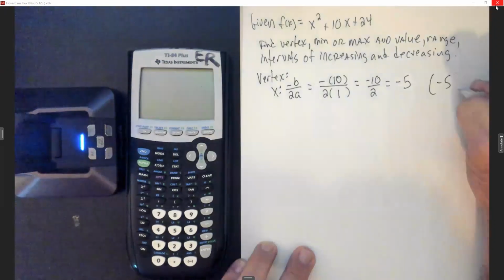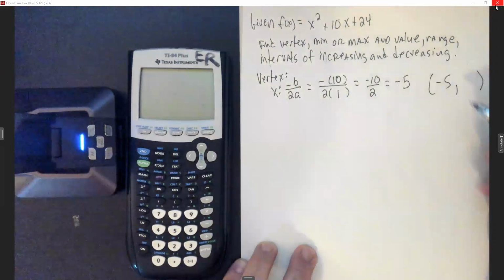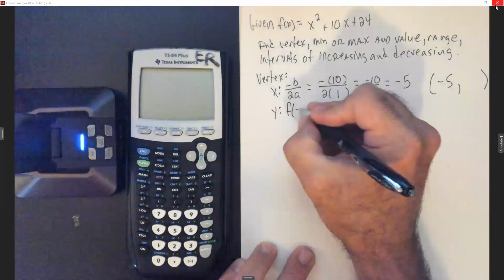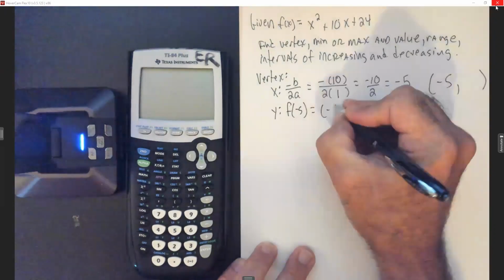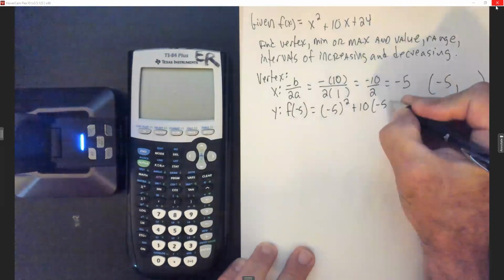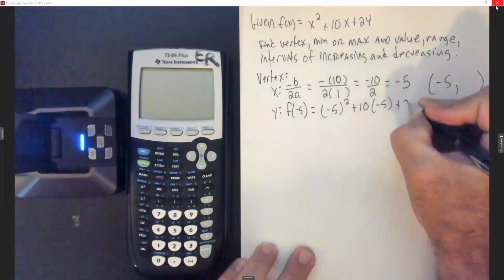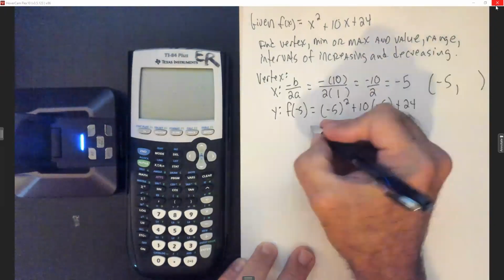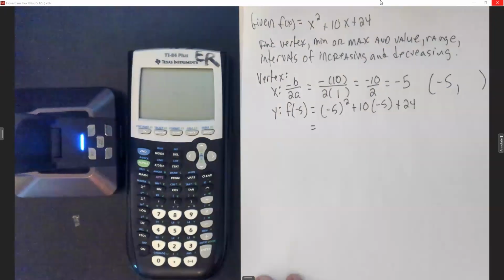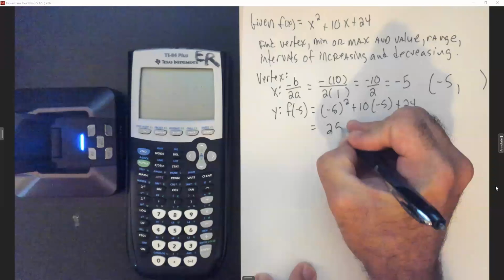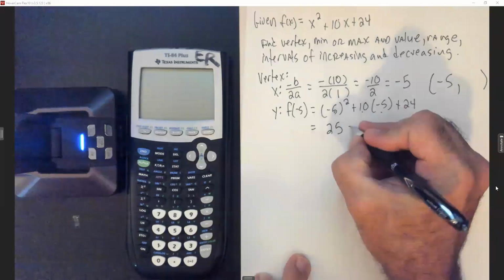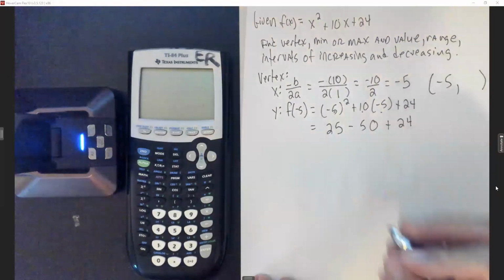Now we got to get the y value. So the y value will be f of -5. So that's going to be -5 squared plus 10 times negative 5 plus 24. All right, so negative 5 squared is a positive 25. 10 times negative 5 is a negative 50. And then I get a positive 24 at the end.